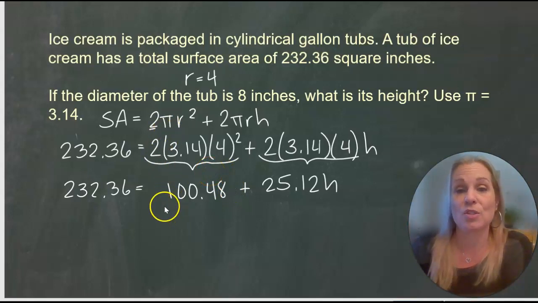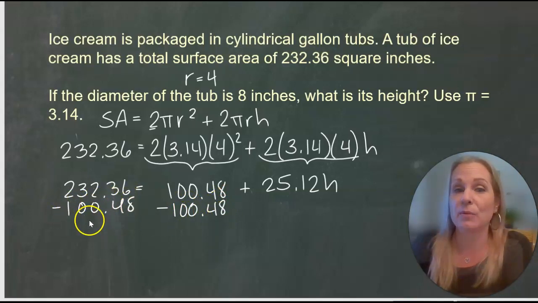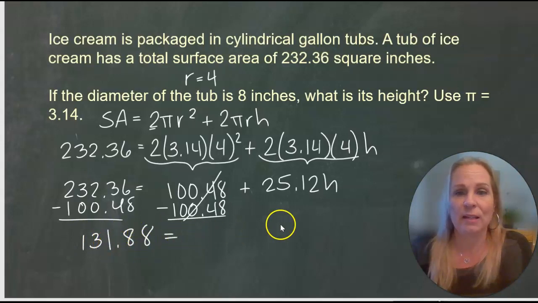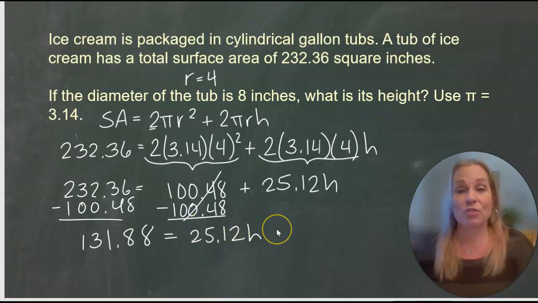We're going to have to subtract 100.48 first, because not only are we doing the opposite operation, we are going backwards in the order of operations, right? So 232.36 minus 100.48 equals, I got 131.88, and now I'm left with 25.12 times h.